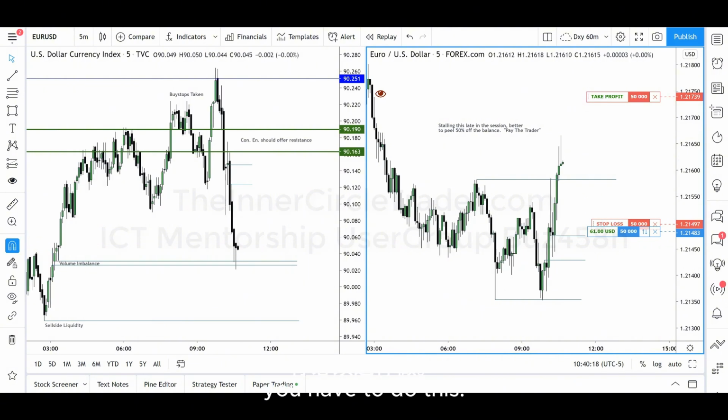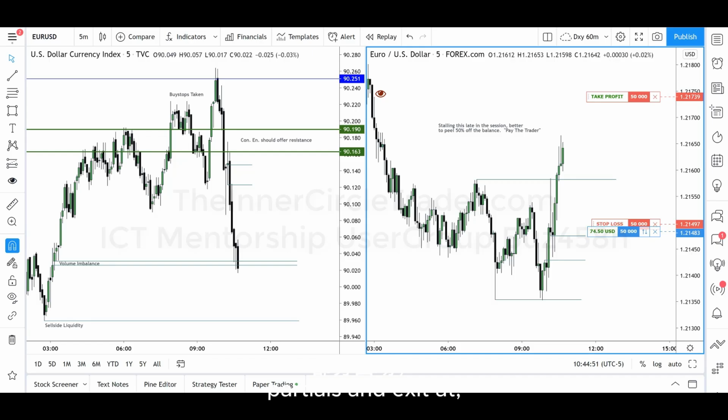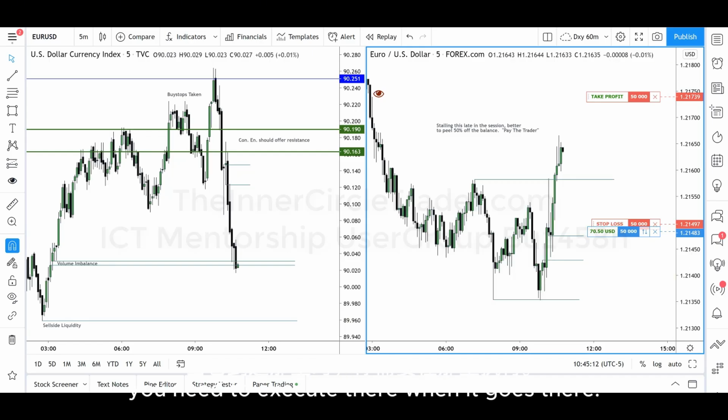And you have to do this. You have to do these things where if the market's in a liquidity pool or it trades into the liquidity pool and it gives you the opportunity to pay yourself, take something off. In the beginning, it won't feel natural. It'll feel like I should hold on to it, or maybe you didn't hold this long, you get scared. By doing it and by practicing it, it forms a routine and a habit. And you need to have this in your mind when you're looking at the setups. When you have an area where you know you've predetermined a place that you're going to take partials and exit at, you need to execute there when it goes there.